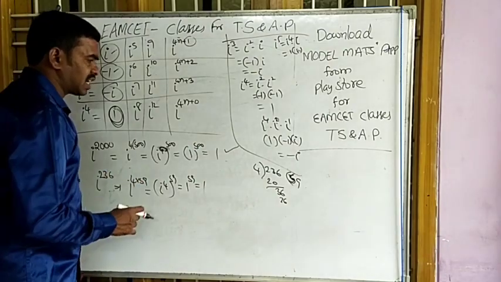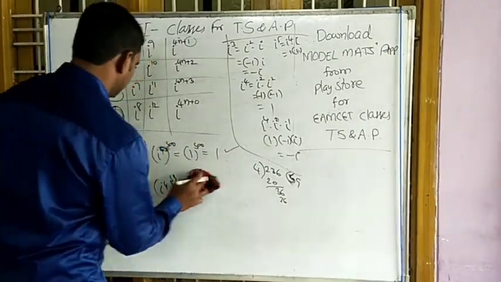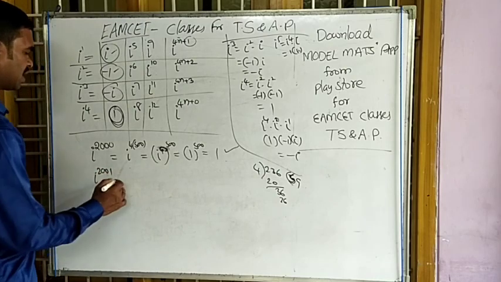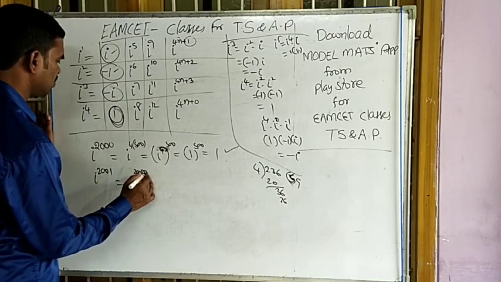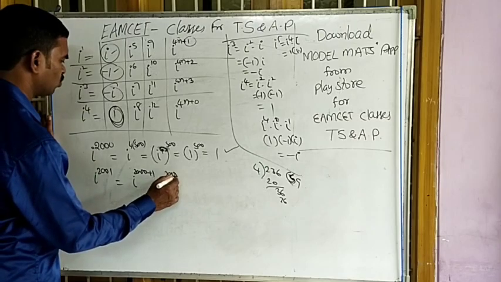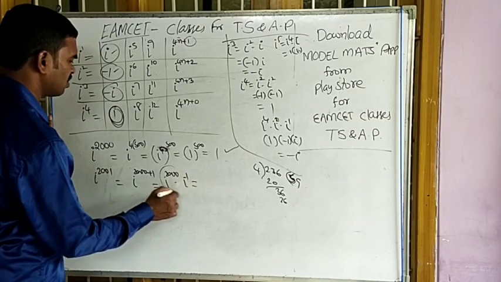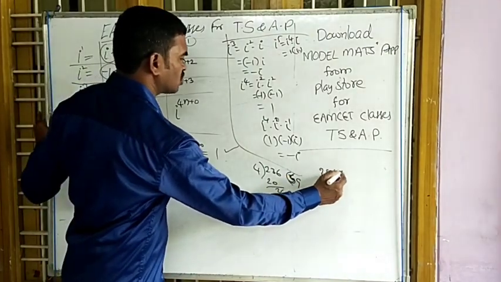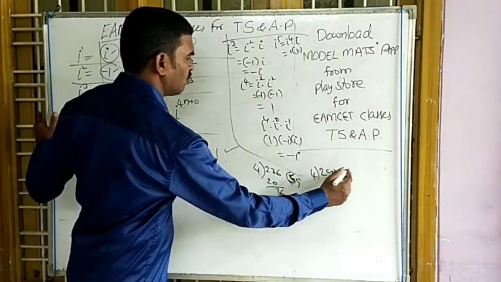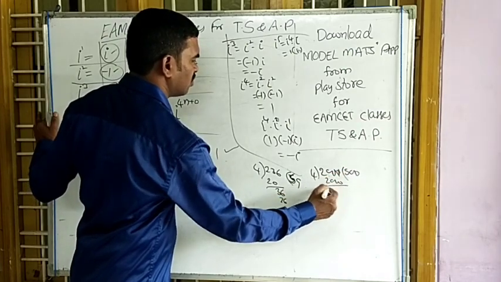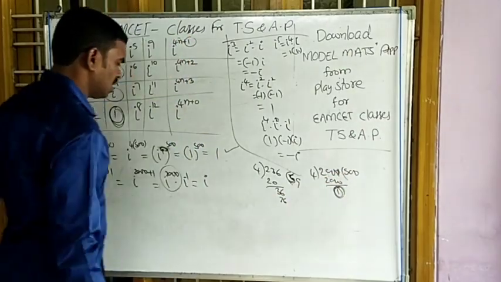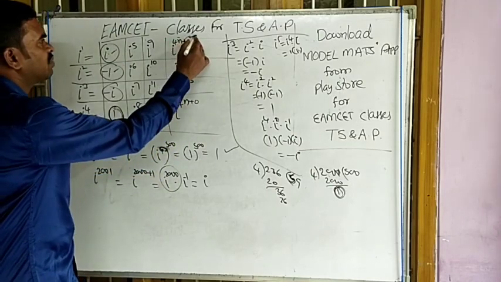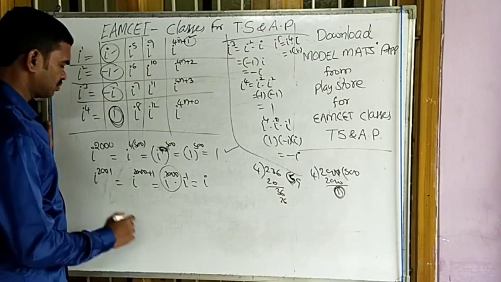Okay, can I remove this? I will take another example. i power 2001 I am taking. So this means i power 2000 plus 1. This means i power 2000 into i power 1. What is the answer? This will be 1 into i. Or otherwise, if you divide 2001 by 4, 500 4s are 2000, 1 is the remainder. If 1 is the remainder, answer will be i.